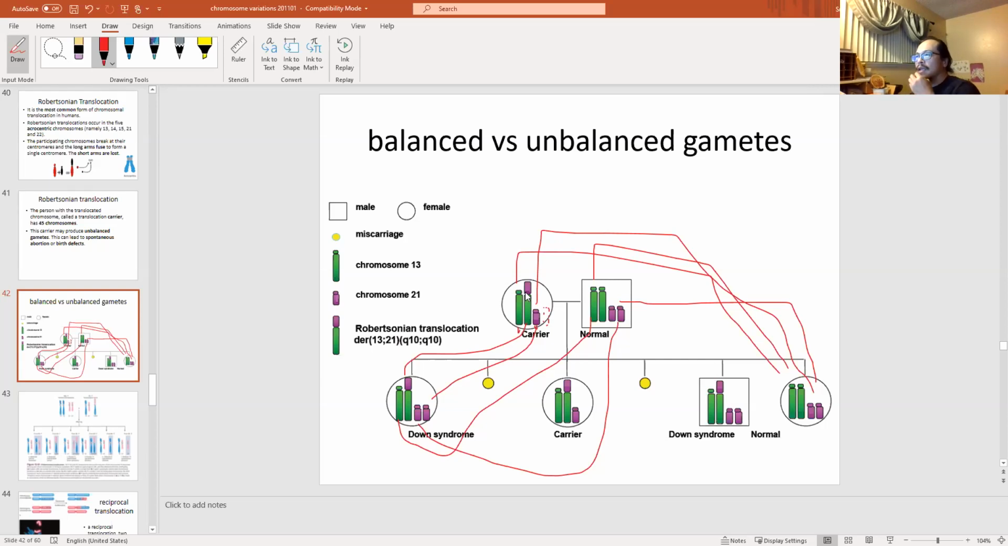So that is an example of a person with a balanced Robertsonian translocation providing offspring with a good chance to develop Down syndrome. All right, thank you.